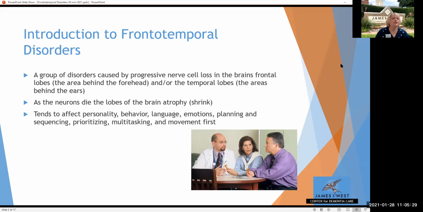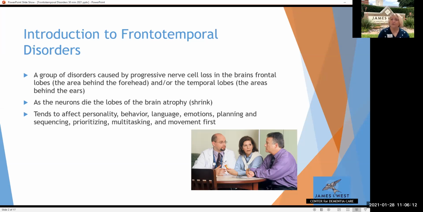So, introduction to frontotemporal disorders. Many times you'll hear the term FTD, and I actually have an entire slide because there are so many terms that fall under frontotemporal disorders. But what are they exactly? This is naming a region of the brain. This type of dementia involves cell loss, where the cells are dying in the frontal area, right here behind the forehead, or the temporal lobes, the areas behind the ears.